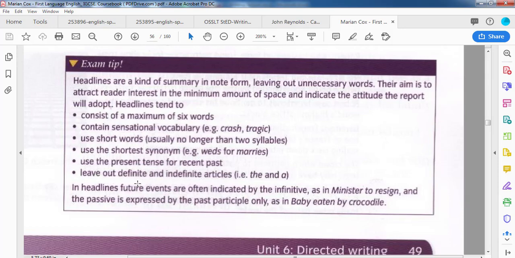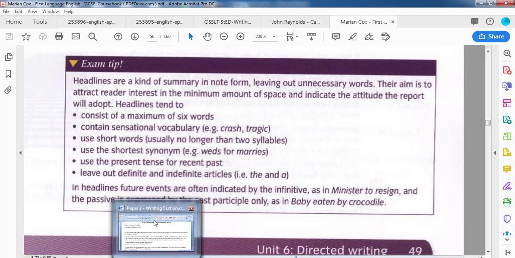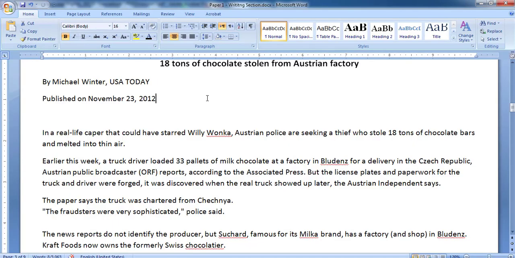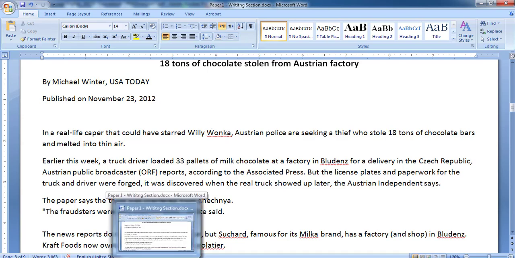And leave out definite and indefinite articles. No need to put the and a. No need for too many prepositions, okay? Try to keep articles and prepositions to a minimum, do not put a lot of them, okay?